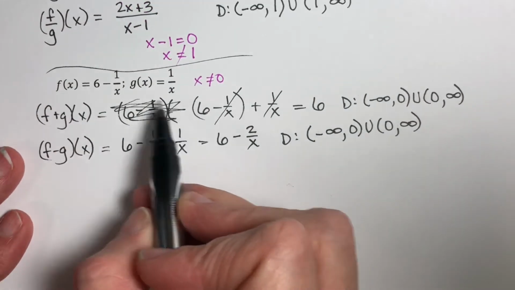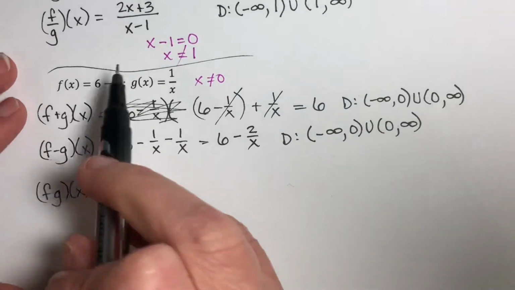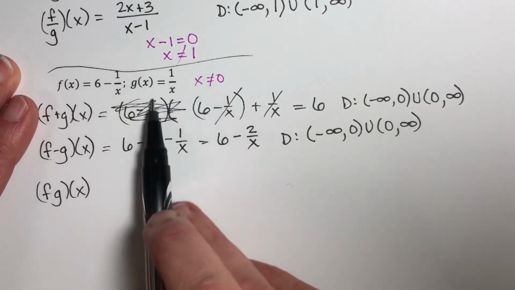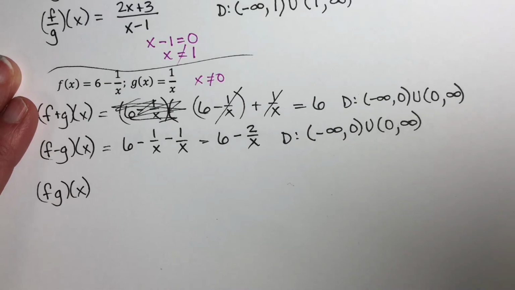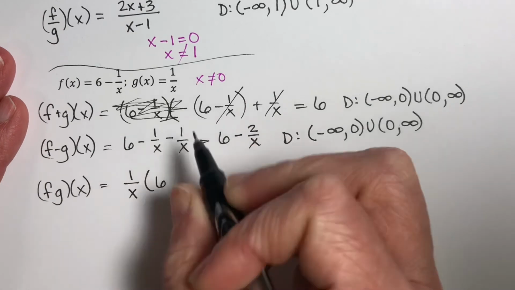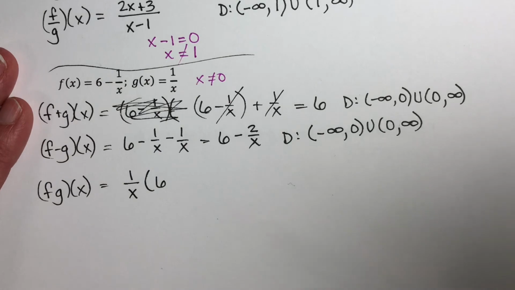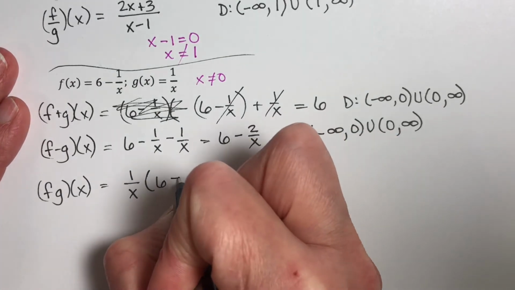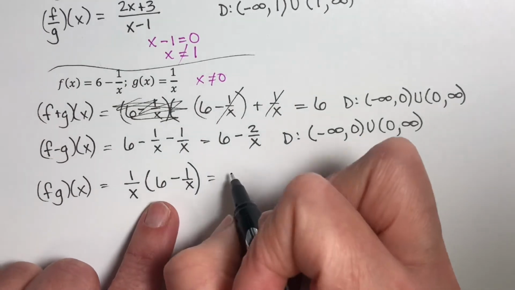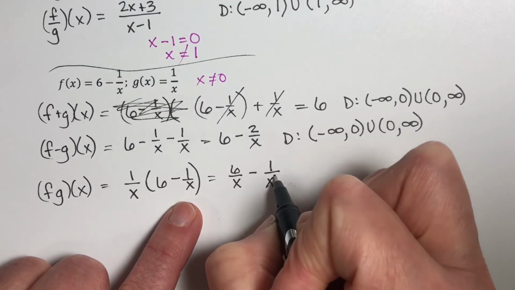Okay, so now let's multiply them. f times g of x. So I'm going to take all of this and multiply it by all of this. This is essentially, well, it's one term. It's not a monomial because it's not a polynomial, but it's just one term. So we have a tendency to write those in front. But you know that f times g is the same as g times f because multiplication is commutative. Okay, so let's distribute. That gives me 6 over x minus 1 over x squared.